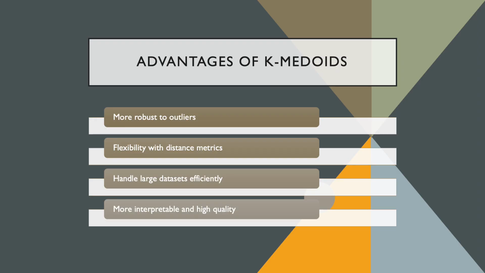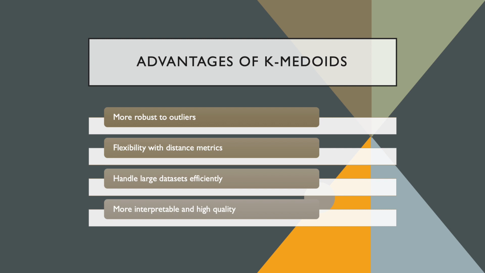K-medoids clustering has several advantages over other clustering algorithms. K-medoids clustering is less sensitive to outliers as it uses actual data points as medoids instead of the mean. This makes it a better choice for datasets with outliers. K-medoids has the flexibility of being used with any distance metric, whereas k-means clustering is limited to using the Euclidean distance. Therefore, k-medoids is more flexible for a wide range of datasets.